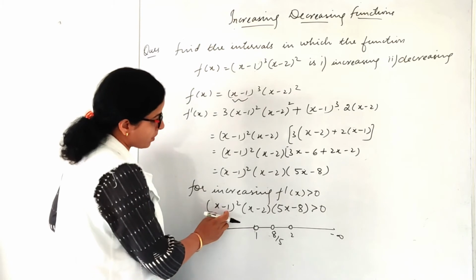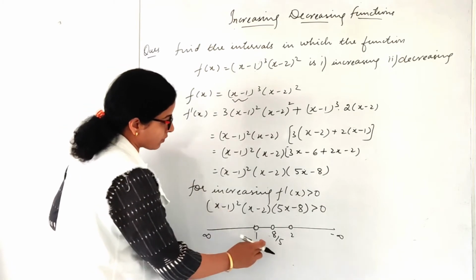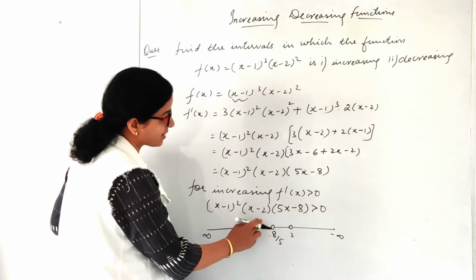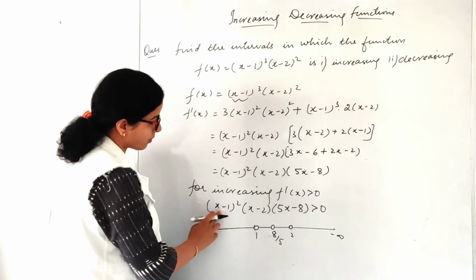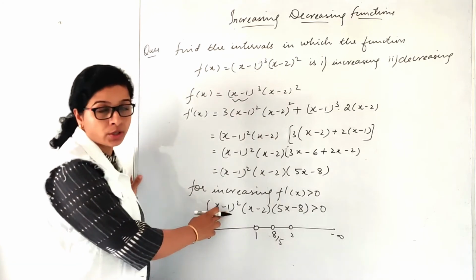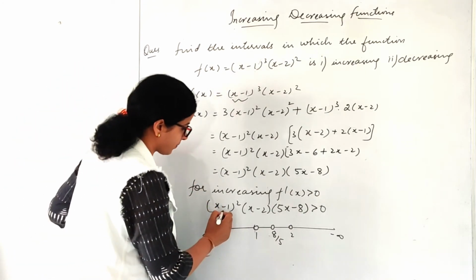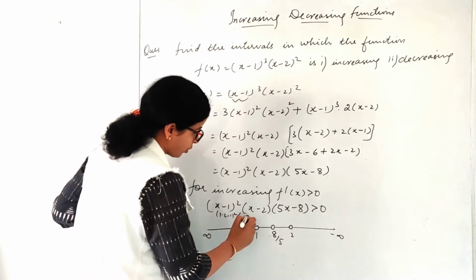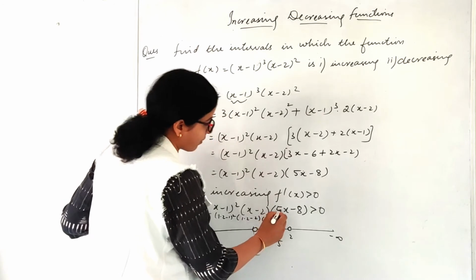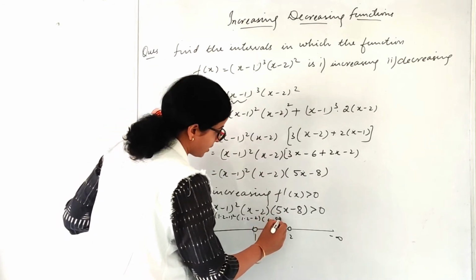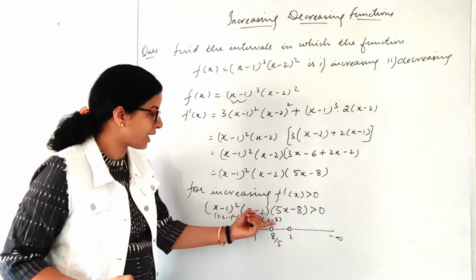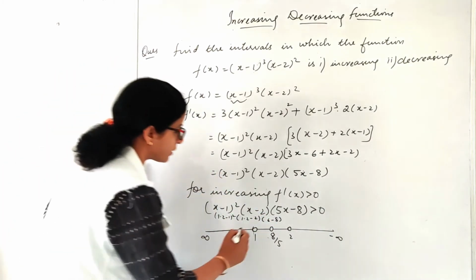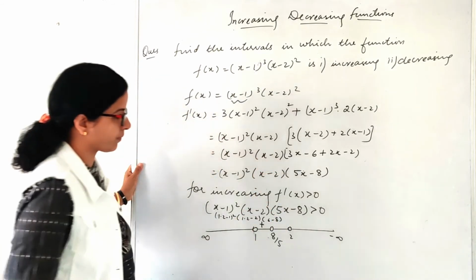So already we know this will be positive throughout, right? So we'll take a point in between 1 and 1.6, so let us take 1.2. If I substitute 1.2 minus 1, it will be 0.2 square, so it will be positive. Then 1.2 minus 2, and 5 into 1.2, 6 minus 8. Here I'll get the negative answer, here I'll get the negative answer. Multiplication of 2 negatives will be positive. So this will be positive, right?